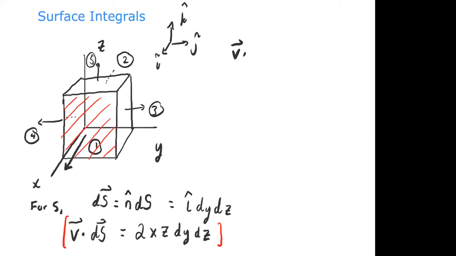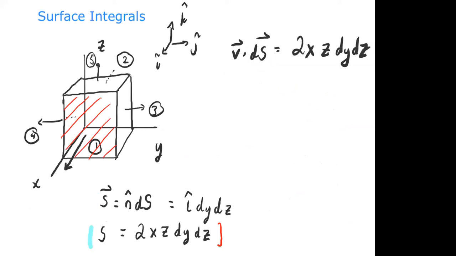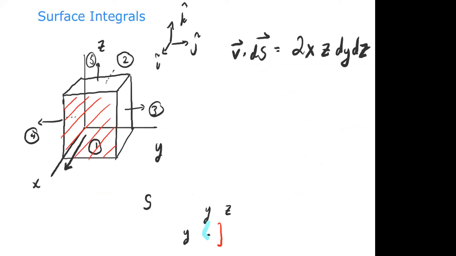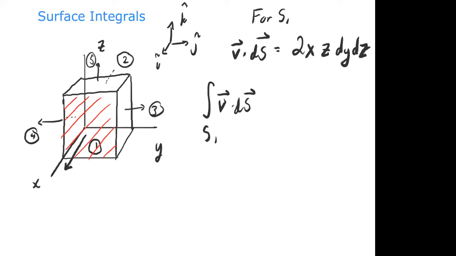So v dot dS is 2xz dy dz. So I don't need this anymore. And again, this is only for one surface, S1. So the integral over S1 of v dot dS, again, is a two-dimensional integral: 2xz dy dz.